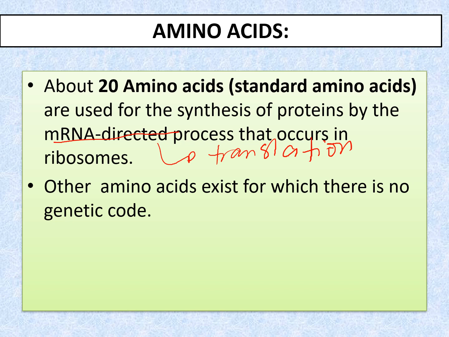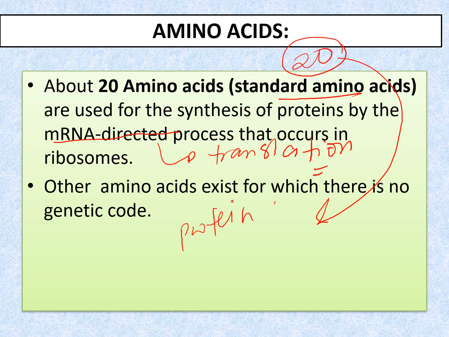Anyway, we will leave the translation process to Sir Jericho Carmona, who is your cytogenetics teacher. He will discuss translation together with the transcription and replication processes to you. But please do remember that we have standard amino acids, which are a total of 20. And these are the 20 amino acids that are combined with one another to form proteins. Other amino acids exist for which there is no genetic code.